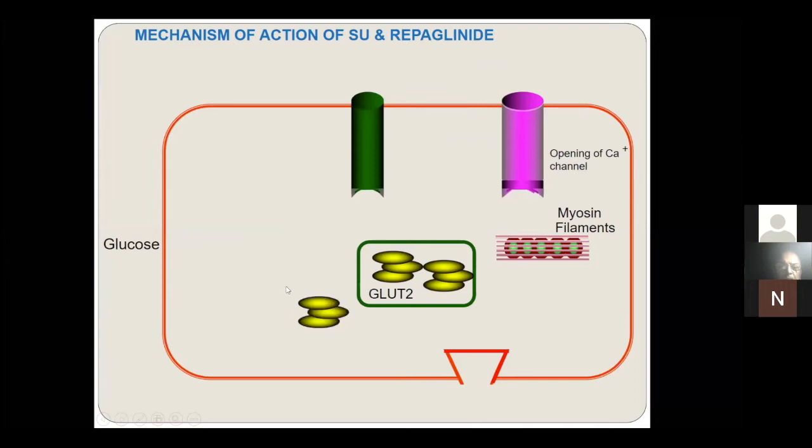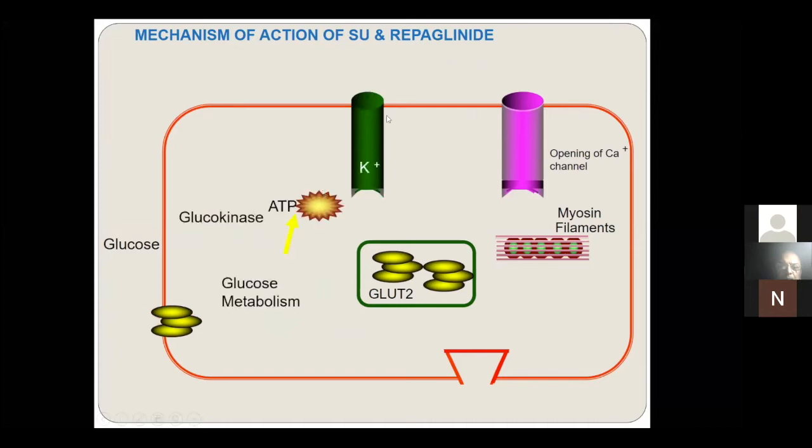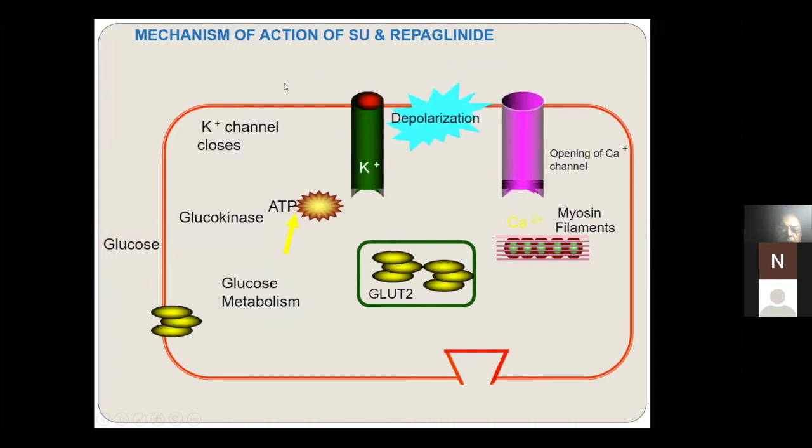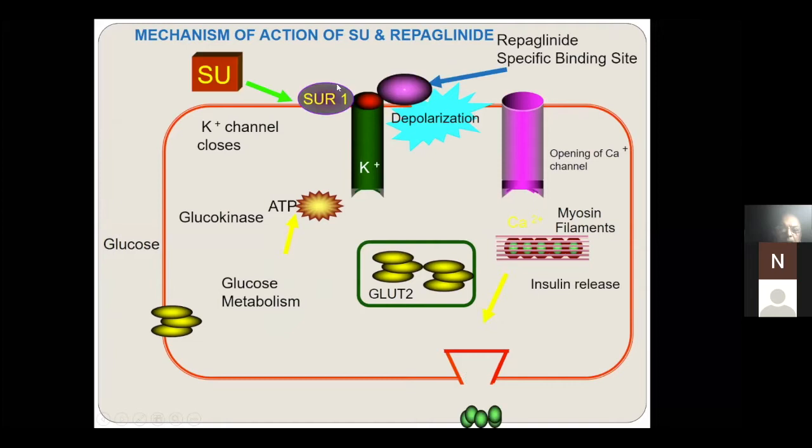How does it act? It acts basically on the sulfonylurea receptor. When it combines, it closes the potassium channel, with ATP generation from glucokinase, acting on the potassium channel linked to the sulfonylurea receptor. The sulfonylurea receptor is acted on by sulfonylureas, and repaglinide also acts in a similar manner. So the potassium blockade causes depolarization, and it leads to opening of the calcium channels, and calcium will lead to acting on the myosin filaments and releases the insulin. So you all know this.